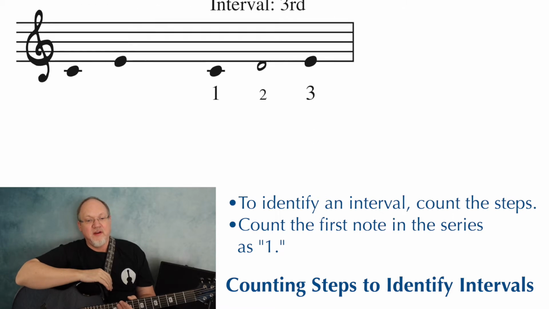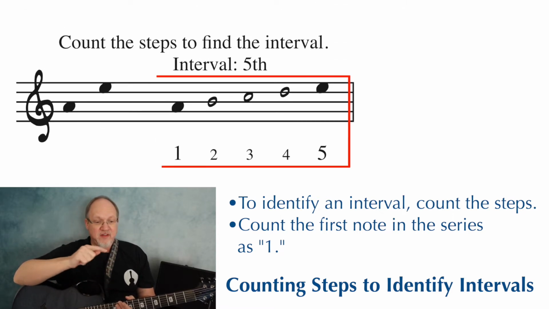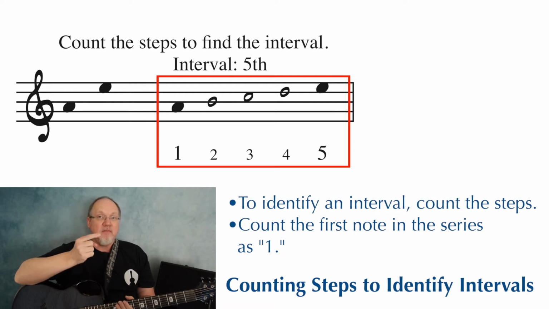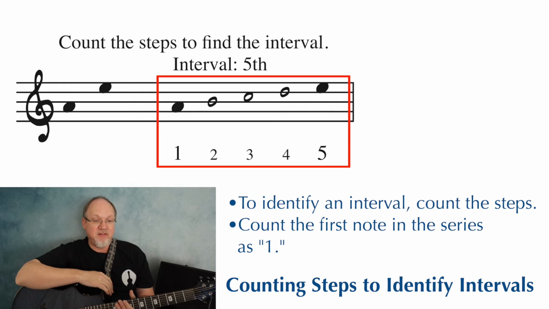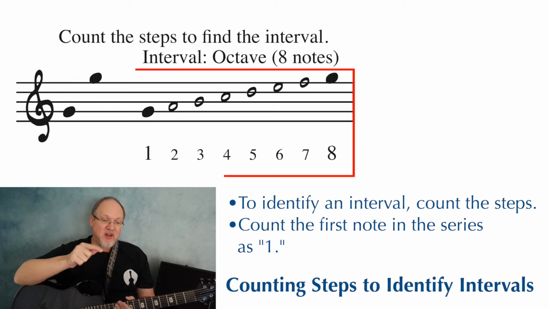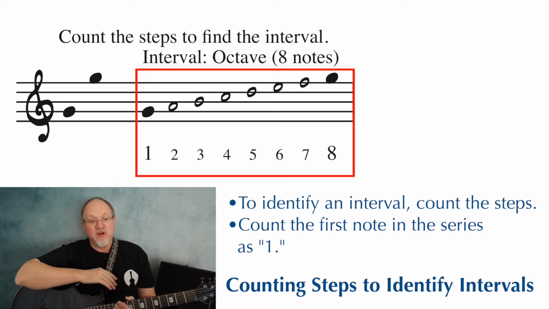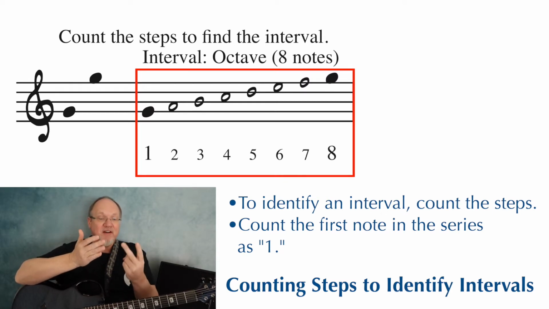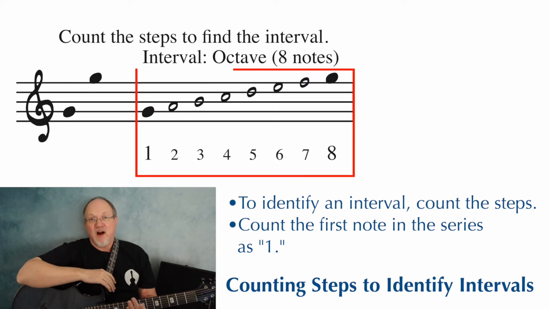There's your third. The interval between this A and this E is a fifth. A is 1, so A, B, C, D, E. 1, 2, 3, 4, 5, we have a fifth. And the interval between this G and the upper G is an octave. We don't call it an eighth, we just call it an octave. But G, A, B, C, D, E, F, and G, octave.